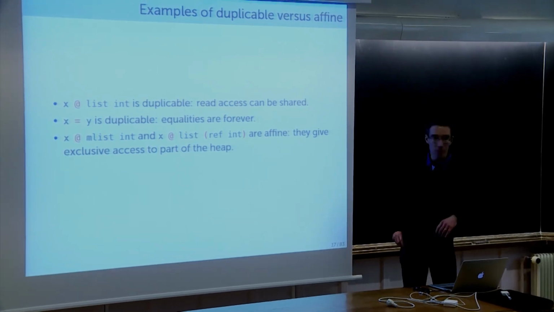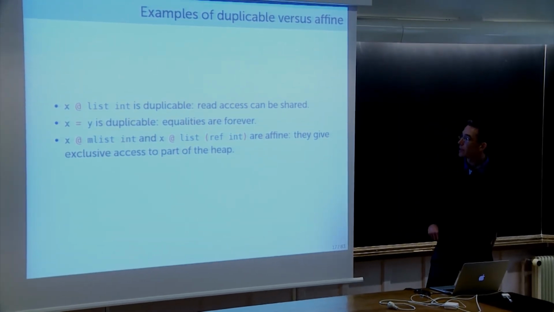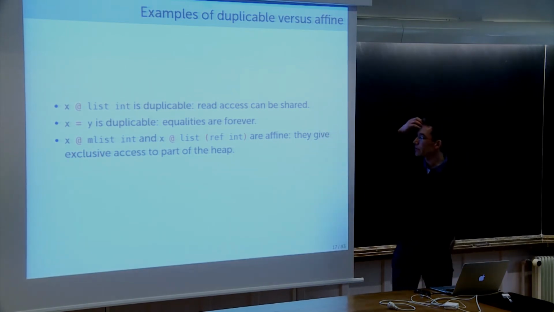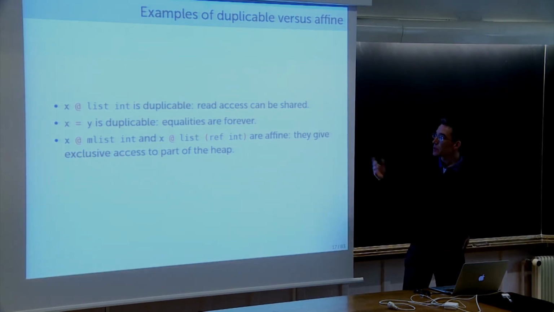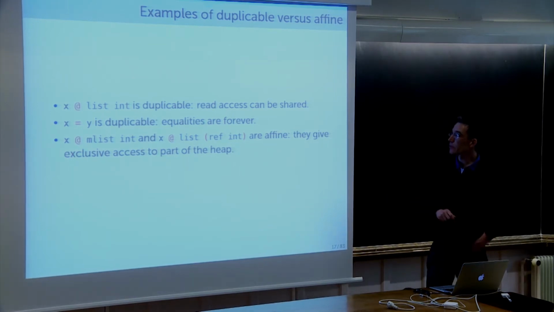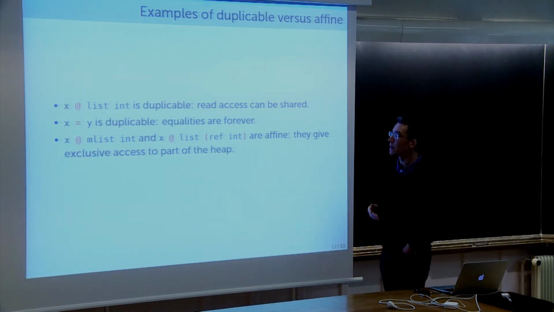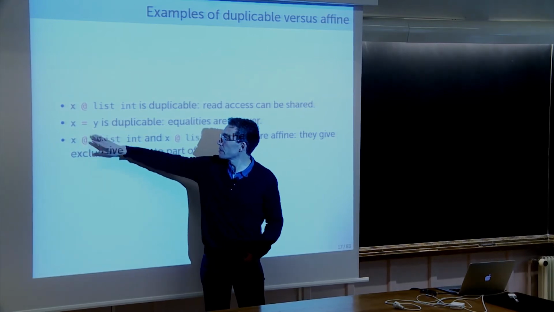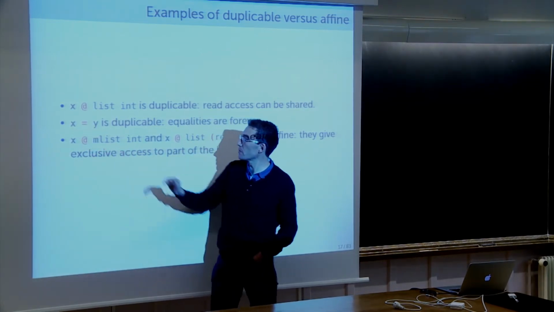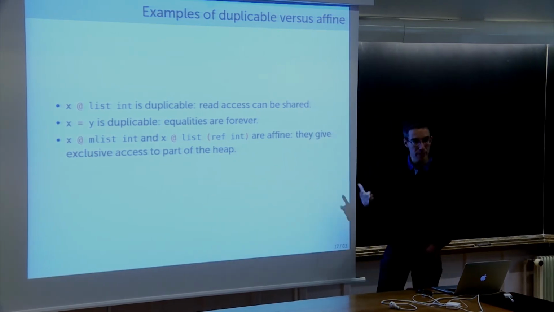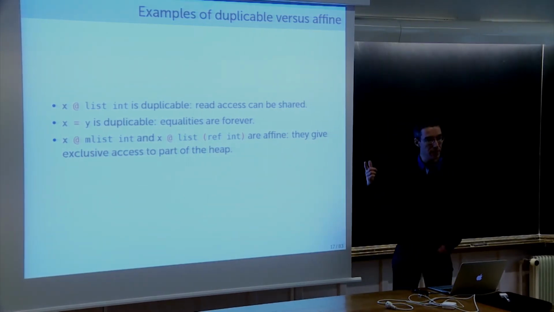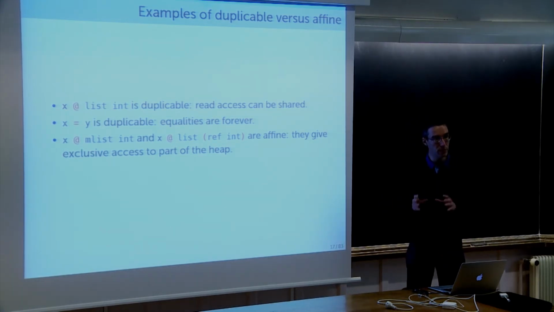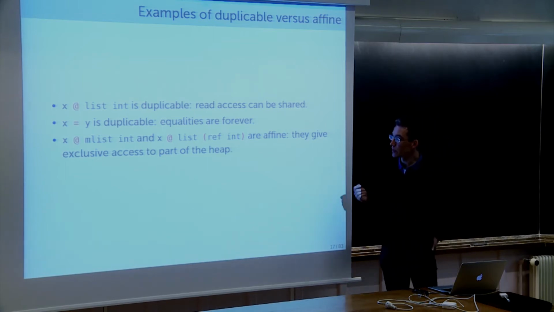Yeah, so here I have a few examples of things that are duplicable or affine. We will see later on the definitions of list and mlist, but list is just the usual immutable list. So if you have a list of integers, it can be freely shared, just like in ML. If you have a permission such as x equals y, so this is sugar for x at equals y. This is duplicable because our variables are like ML variables. They're not mutable. So if an equality between two variables is true at some point, it will be true forever. And so it's OK to share that equality.